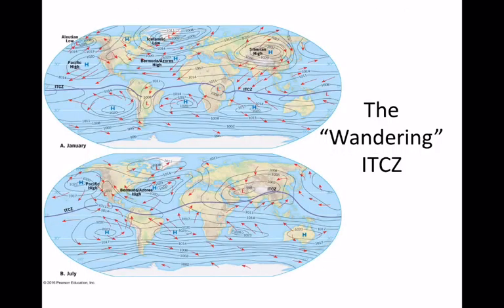One of my favorite headings in my notes is called The Wandering Intertropical Convergence Zone. It's almost poetic. But why does it wander? It wanders because the Earth's axis of rotation is tilted and the Earth is orbiting the sun. That's why it wanders. So it's back to a Unit 1 thing.